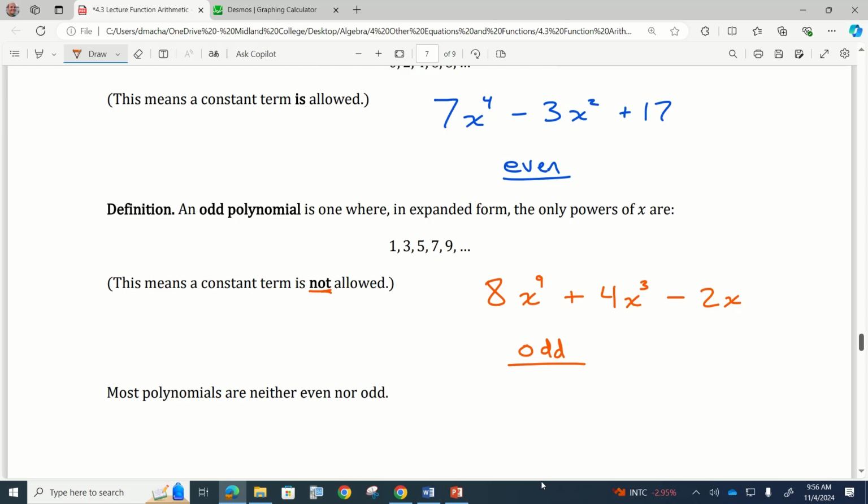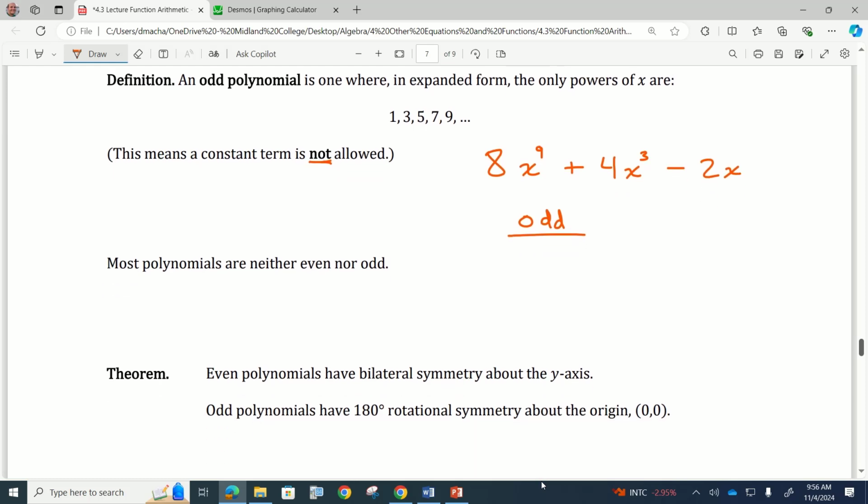Most polynomials, you'll realize, are not even or odd. So in general, polynomials are not even or odd. They could have a mixture of some powers of x that are even and some powers of x that are odd. So don't expect polynomials to be even or odd. Most of them aren't.